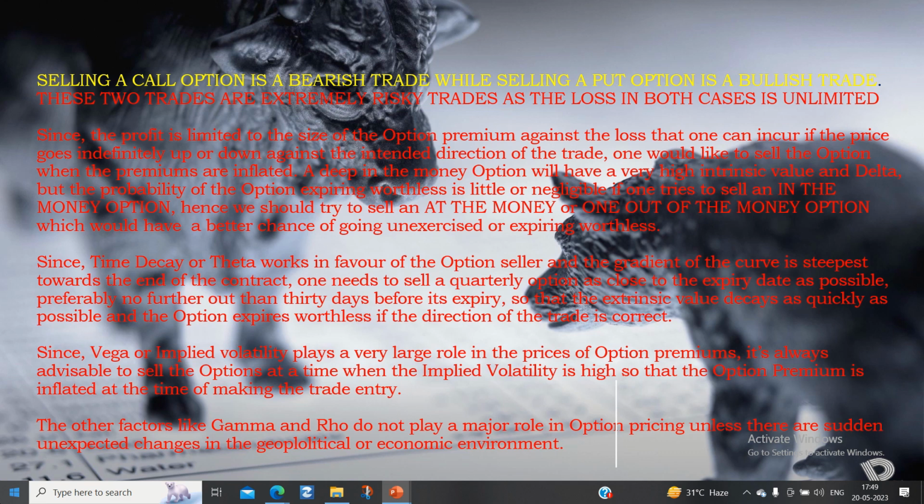Since Vega or implied volatility plays a very large role in the prices of option premiums, it's always advisable to sell the options at a time when the implied volatility is high so that the option premium is inflated at the time of making the trade entry. The other factors like gamma and rho do not play a major role in option pricing unless there are sudden and unexpected changes in the geopolitical or economic environment.